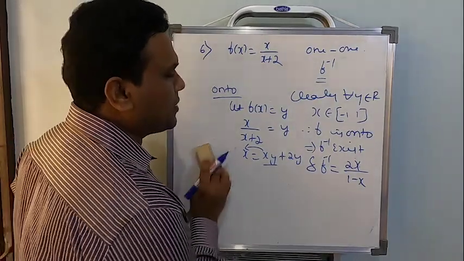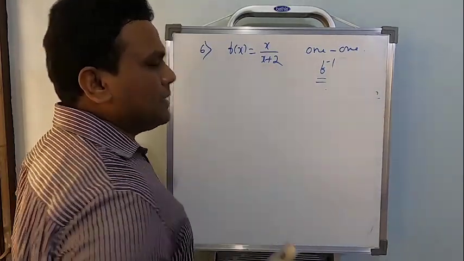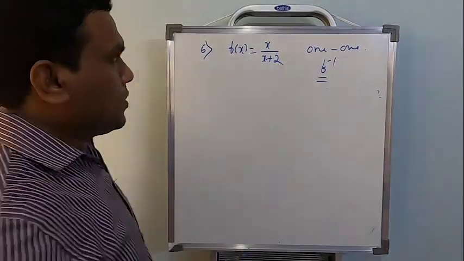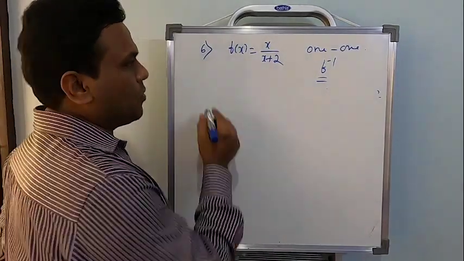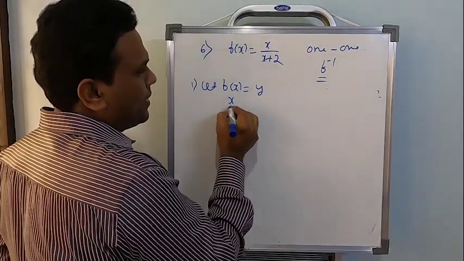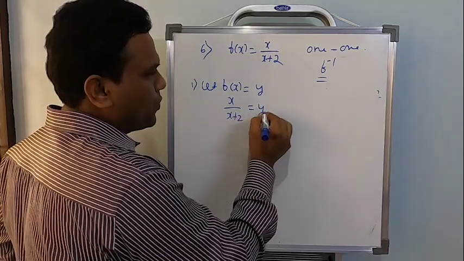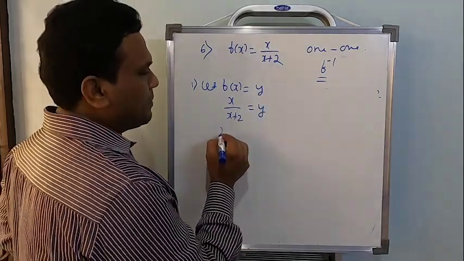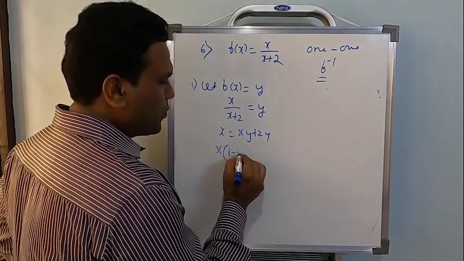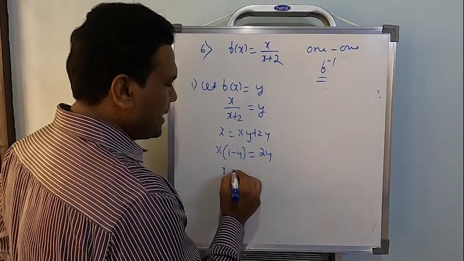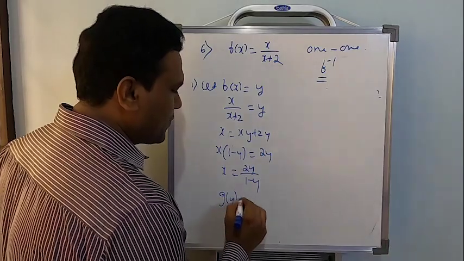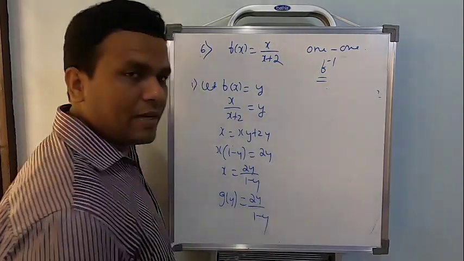So I would like to just do the other method also. The other method is to find what? To find the composition. So let me explain that method, which is by using composition. First step: let f of x equal to y, x by x plus 2 equal to y. Clear? Right. Then let us simplify. x equal to xy plus 2y, x into 1 minus y equal to 2y, or x equal to 2y by 1 minus y. So the second function g of y equal to 2y by 1 minus y.